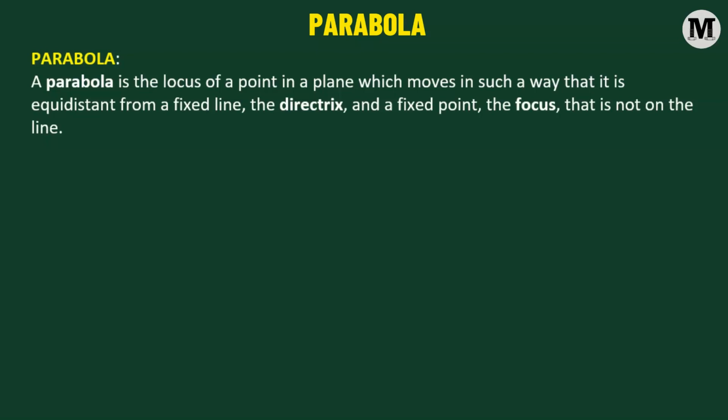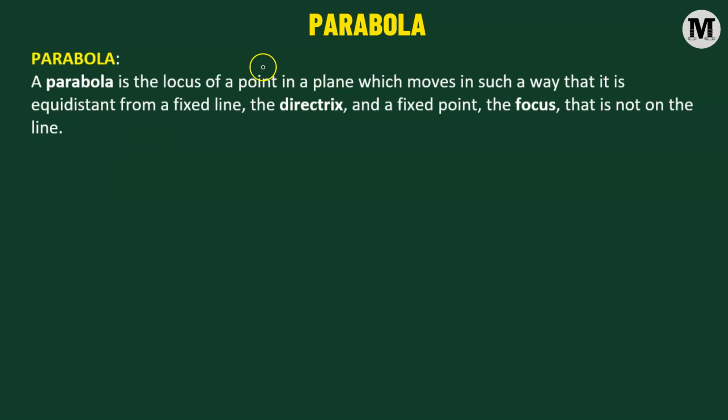Let's discuss what a parabola is. We'll go through the definition first. A parabola is the locus of a point in a plane which moves in such a way that it is always equidistant from a fixed line referred to as the directrix and a fixed point which will be called the focus, and this particular focus is not going to lie on the directrix.